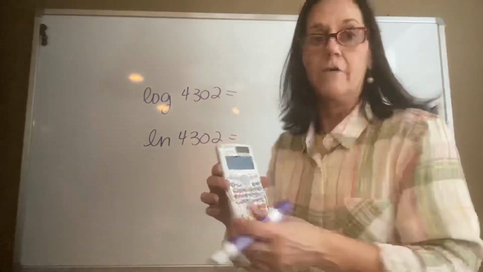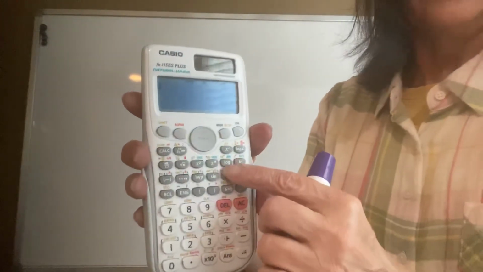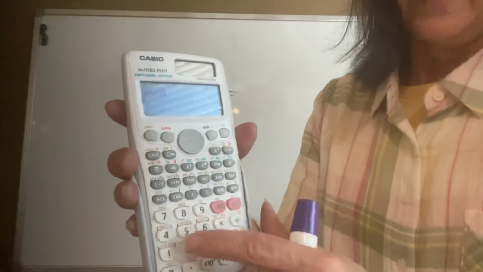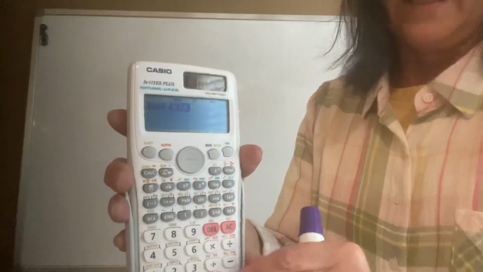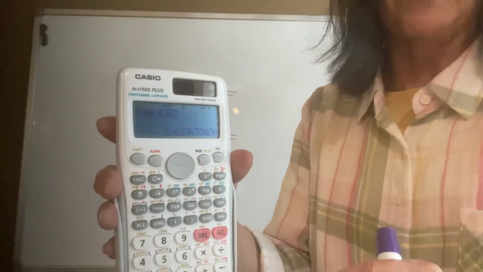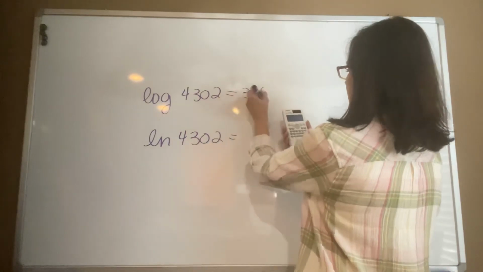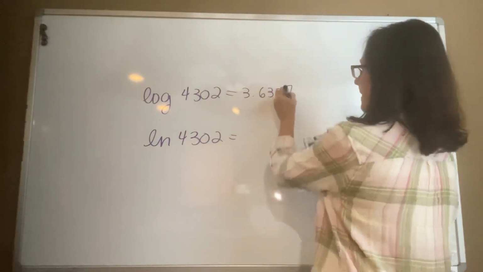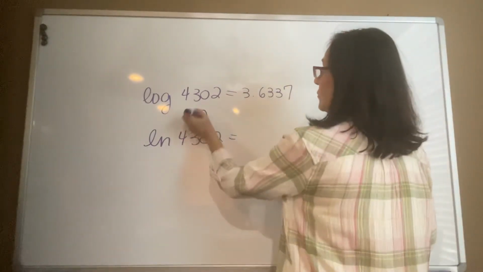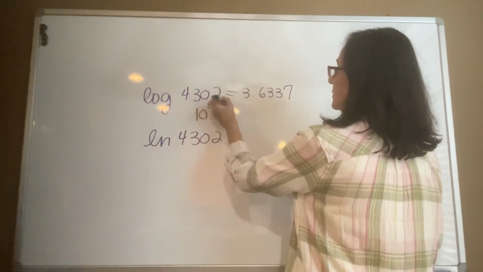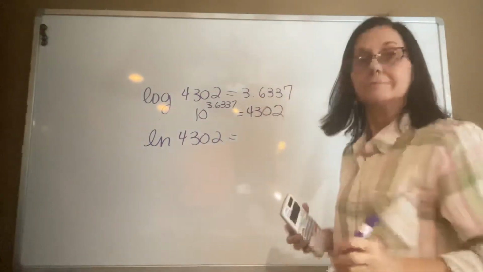All right, so we're going to solve. Log of 4302. I go to my calculator. I hit log. I enter that 4302. That's called my antilog. When I hit equal, that's my exponent, and it equals 3.6337. In exponential form, what does that say? 10 raised to the 3.6337 equals 4302. Okay?